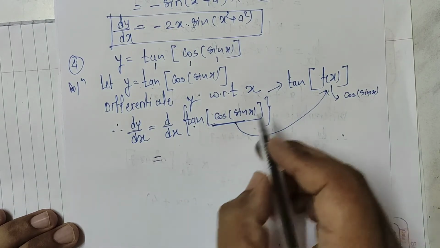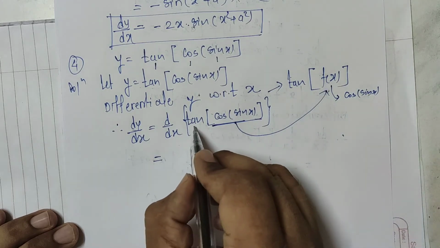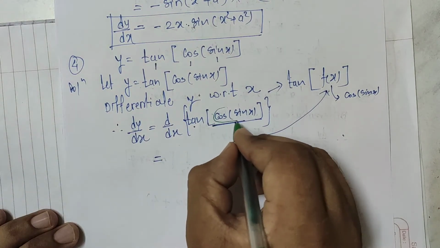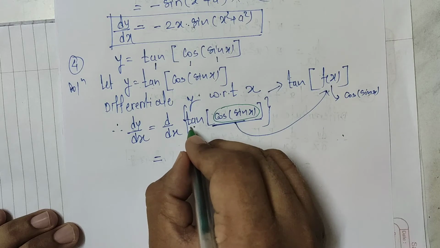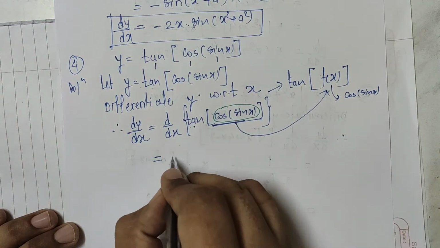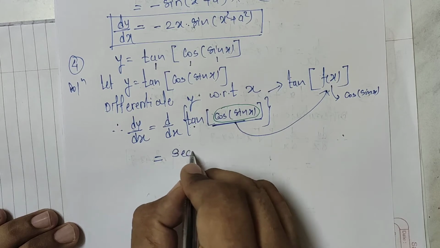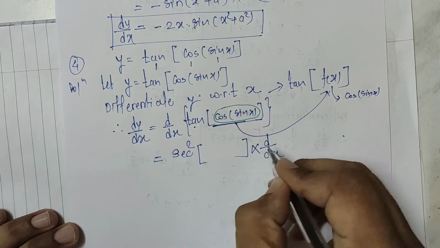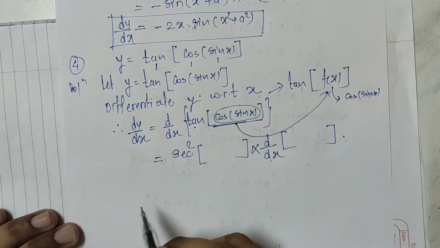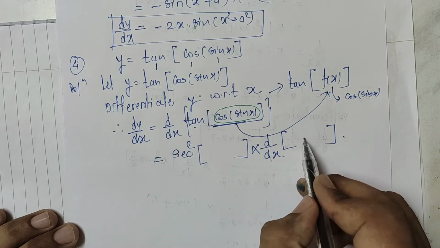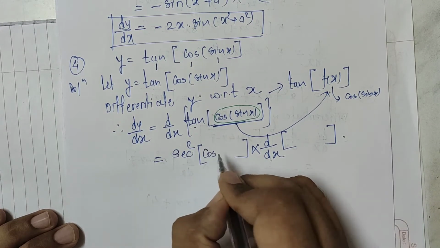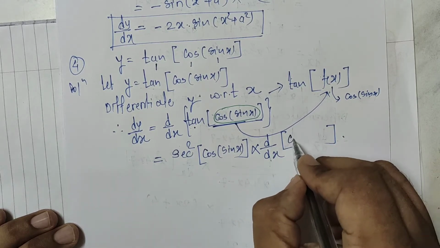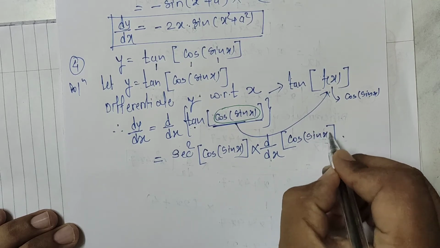Therefore, first we find the derivative of tan f of x. Why? Because it looks like a tan of something function, f of x, tan of f of x. So we first find the derivative of tan of f of x, which is sec square f of x into the derivative of f of x. What is f of x? Here f of x means cos of sin x. Then multiply the derivative of cos of sin x.